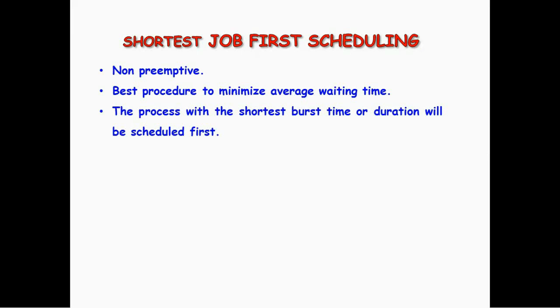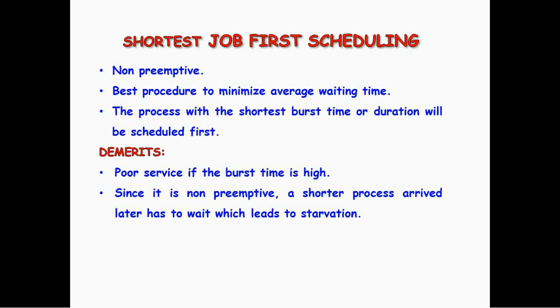Then coming to the demerits of shortest job first scheduling, it leads to poor service if the burst time is high. Then since it is non-preemptive, if a shorter process arrived later, then it has to wait, which leads to starvation. And it is difficult to find the length of the next CPU request. Hence, this algorithm is usually not implementable. So these are all the demerits of shortest job first scheduling.